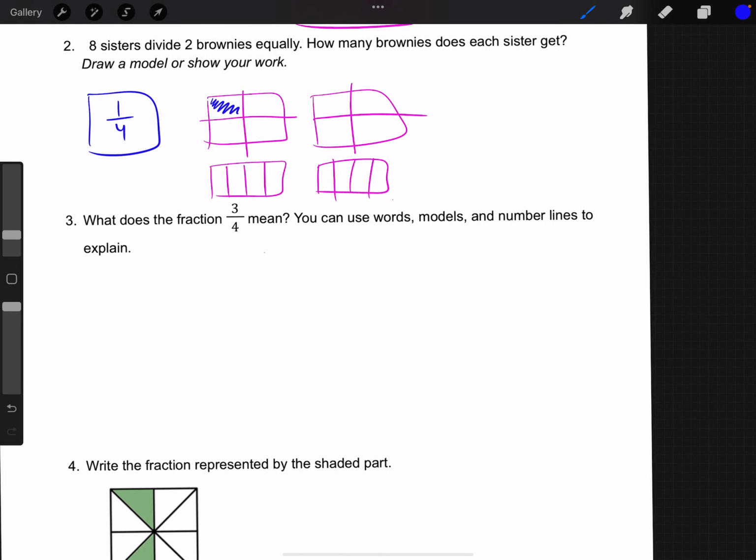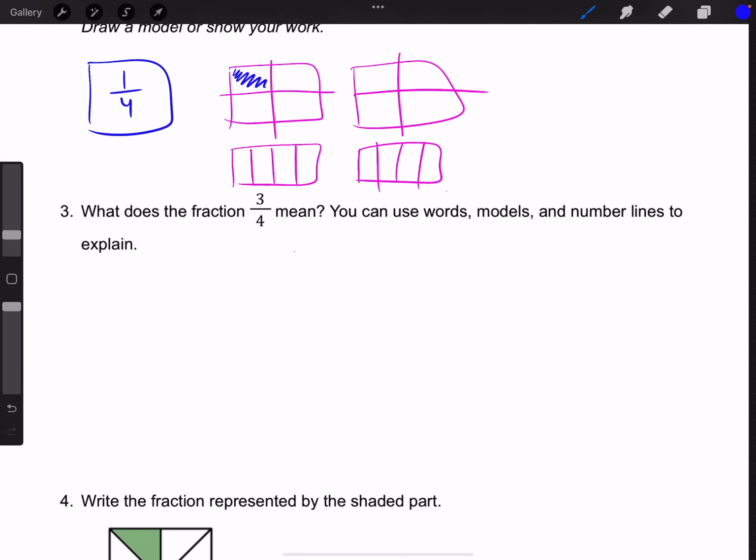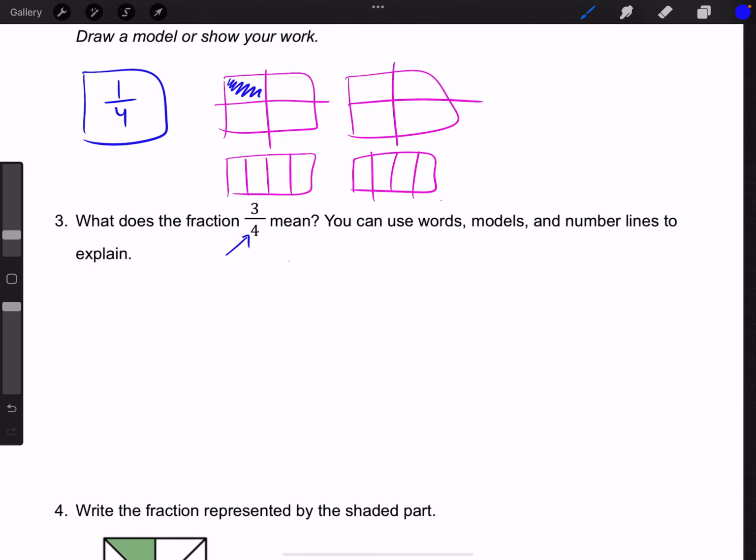What does the fraction 3/4 mean? You can use words, models, and number lines. So, in an ideal world, we're getting to this idea where the denominator right here is how many pieces something was split into. So the denominator tells us how many pieces it was split into, and the numerator right there tells us how many pieces I'm focusing in on or will be shaded in.